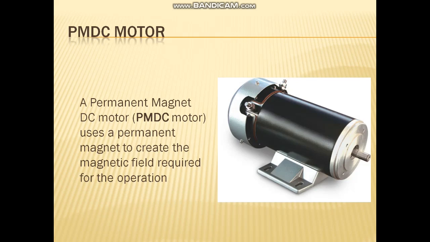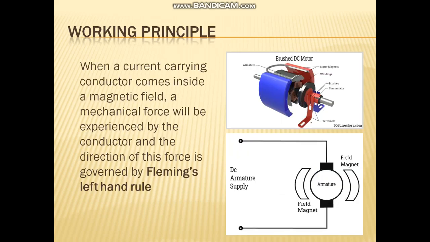PMDC motors. A permanent magnet DC motor, also called a PMDC motor, uses a permanent magnet to create the magnetic field required for the operation. It works on the principle that when a current carrying conductor comes inside a magnetic field, a mechanical force will be experienced by the conductor, and the direction of this force is governed by Fleming's left hand rule.